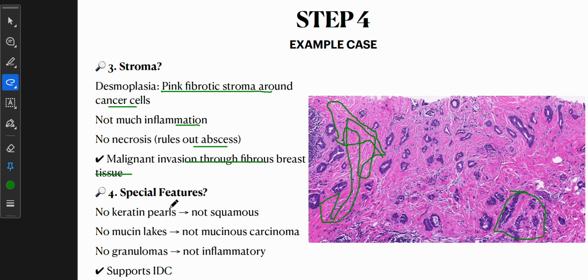Are there any special features? There are no keratin pearls, so this is not a case of squamous cell carcinoma. No mucin lakes, so not mucinous carcinoma. There are no granulomas, so it is not an inflammatory case. So it supports IDC, which is invasive ductal carcinoma.